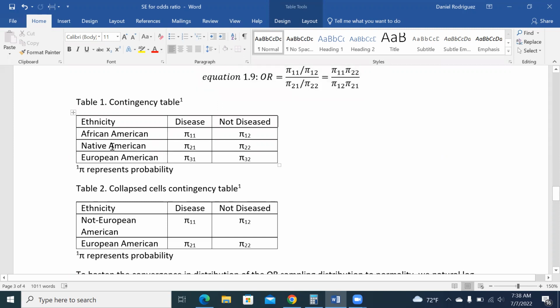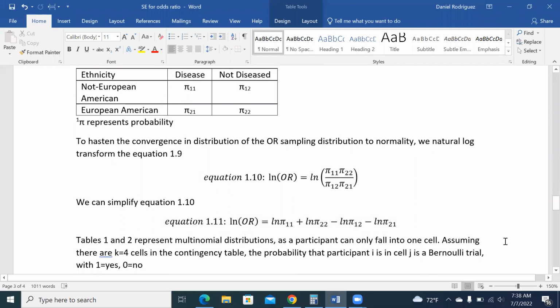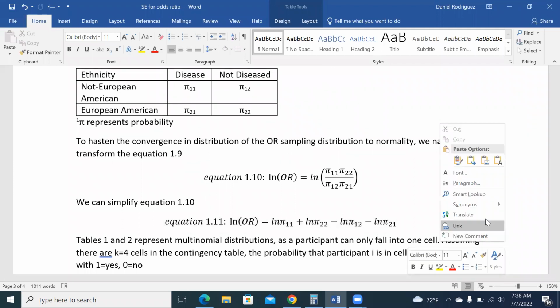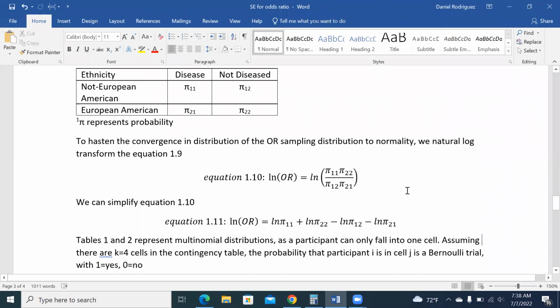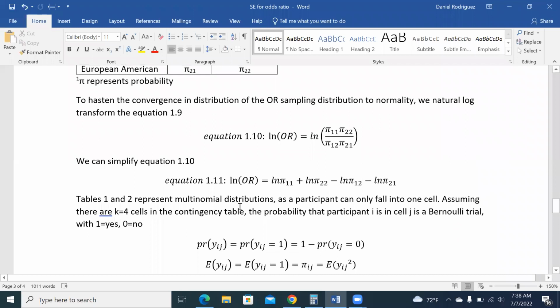We did African American versus Native American. If we want to use all of these, we may do something like European American versus not European American, and we collapse the cells, but it has to be a 2 by 2 in order to calculate the odds ratio. As I mentioned earlier, we take the natural log to hasten the convergence to normality.